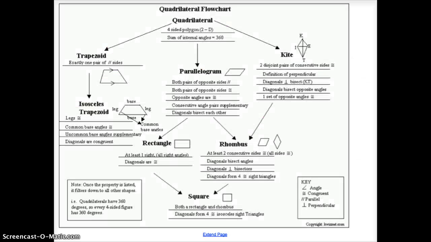One final flowchart I'll ask you to hit pause and take a look at. These are all the possible characteristics of parallelograms and trapezoids and kites that would fall under certain things.